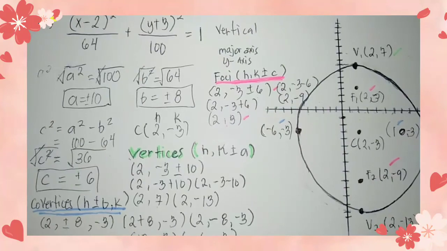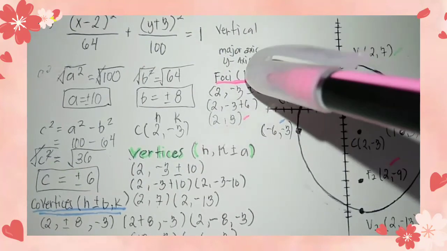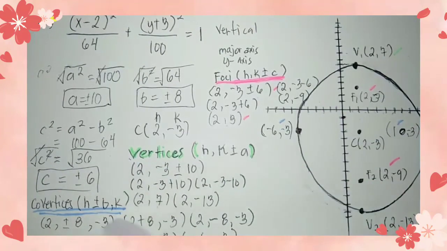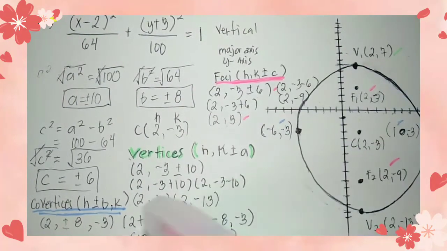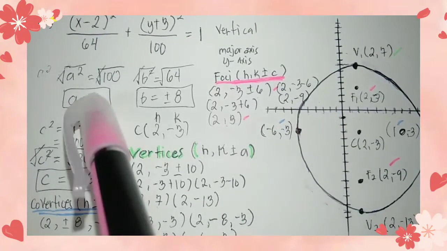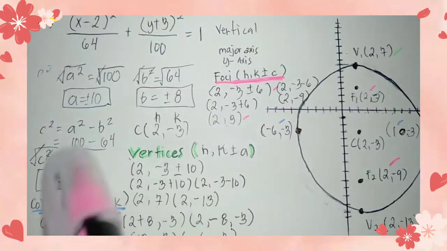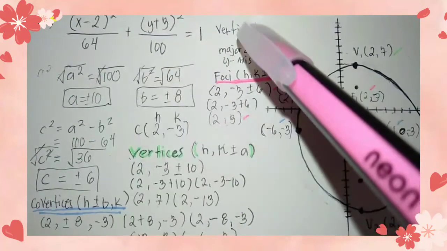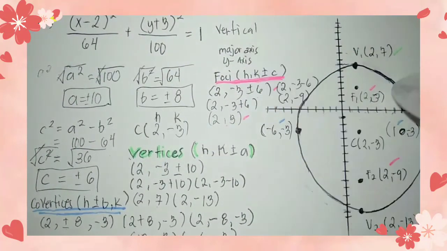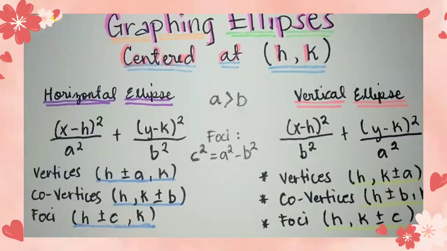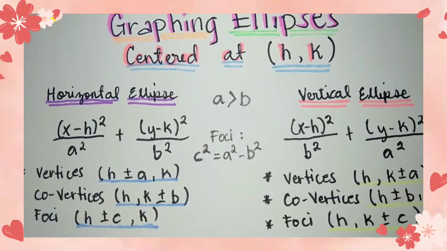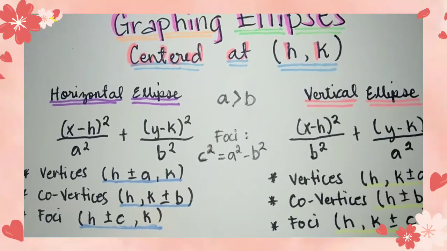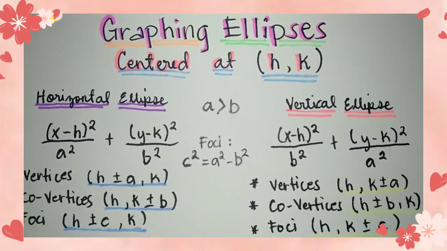As you can see, nakapag-graph tayo ng ellipse without even memorizing this or even doing this co-vertices, vertices, and foci. Diba? Ang ginamit lang natin to graph an ellipse is, of course, A, B, and C. And right after that, kapag na-identify nyo na kung vertical or horizontal, nakapag-graph na kayo ng ellipse, okay? So that is all for this video. Thank you so much everyone for watching. I hope you have learned something about graphing ellipses centered at H and K, okay?